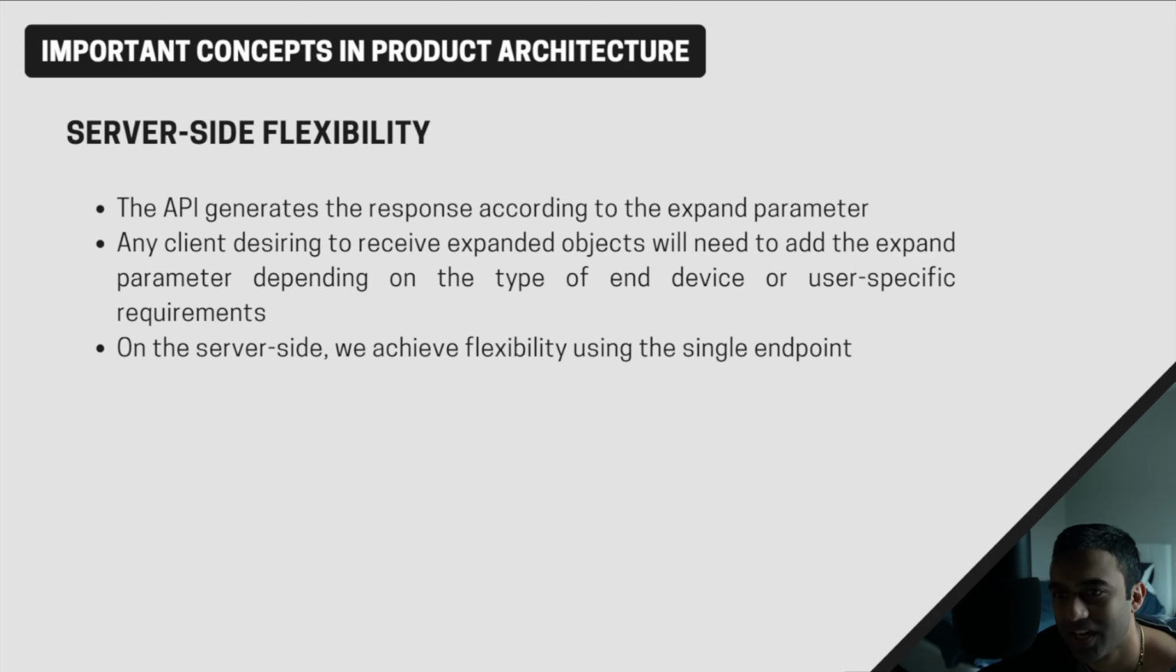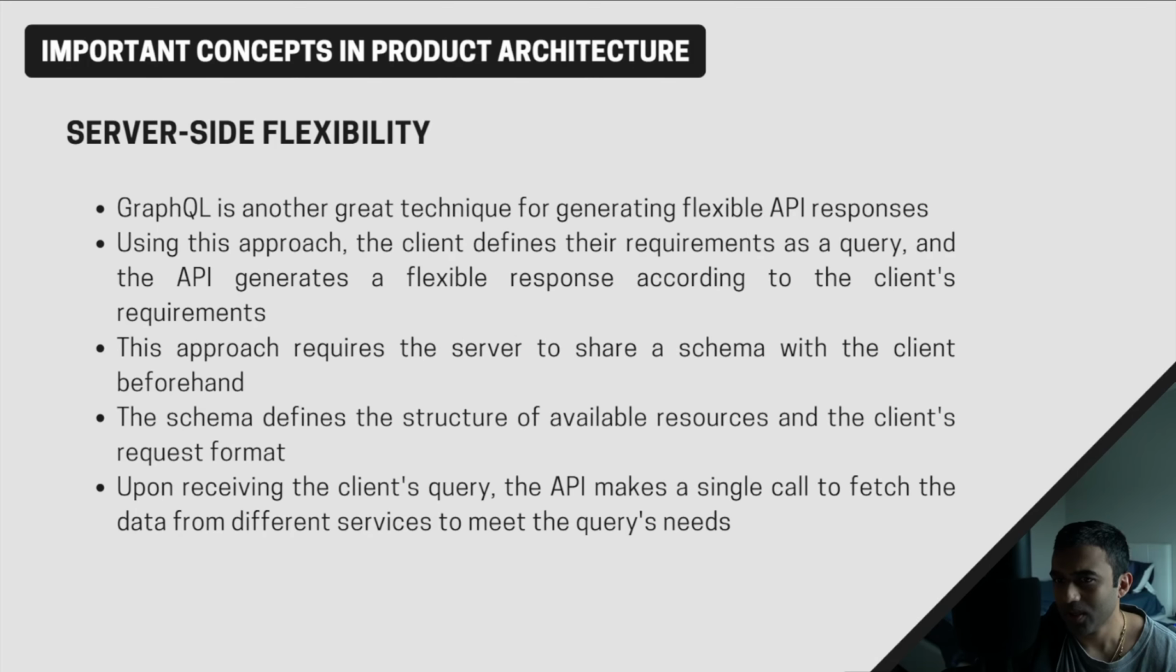Any client desiring to receive expanded objects will need to add the expand parameter depending on the type of end device or user-specific requirements. On the server side, we achieve flexibility using the single endpoint. GraphQL is another great technique for generating flexible API responses. Using this approach, the client defines their requirements as a query, and the API generates a flexible response according to the client's requirements. This approach requires the server to share a schema with the client beforehand.